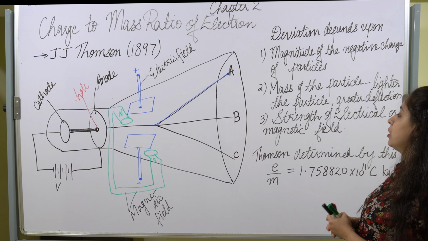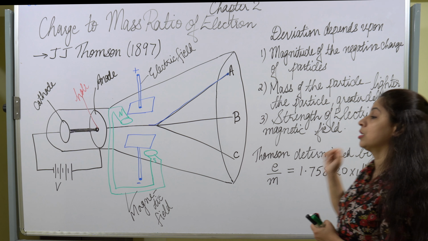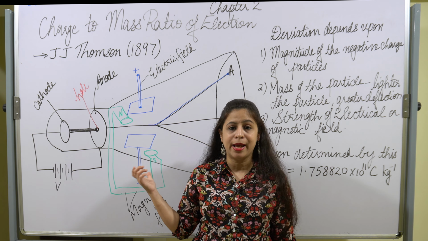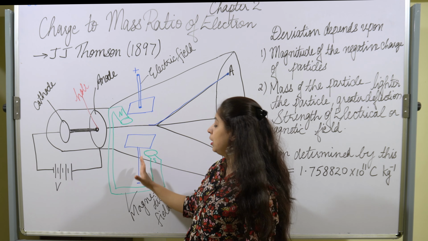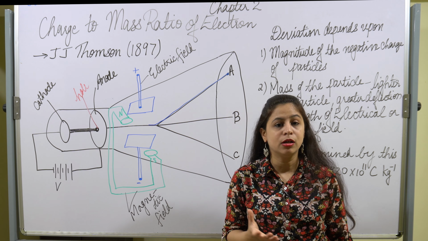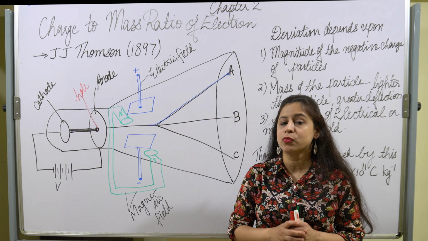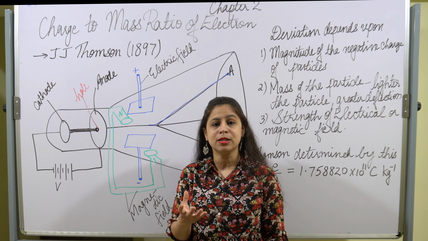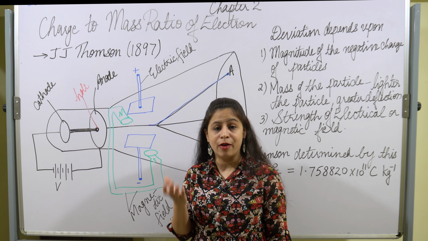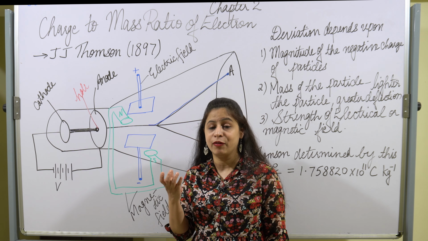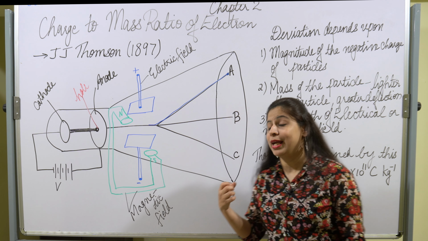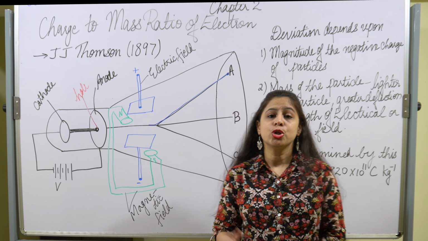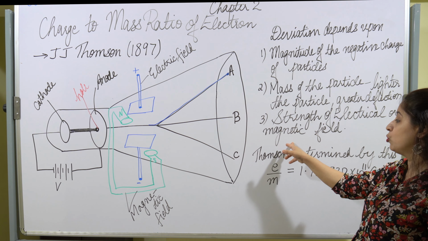Then the third factor on which it was depending was the strength of the electric or magnetic field, that is, how much electric field or how much magnetic field we are applying over here. If we apply an external electric field of greater magnitude, then obviously the deflection was much greater. And also if we place a magnet of greater strength, a magnetic field having greater magnetic intensity, then also the deflection was more. So he studied all these factors and he came to this conclusion.